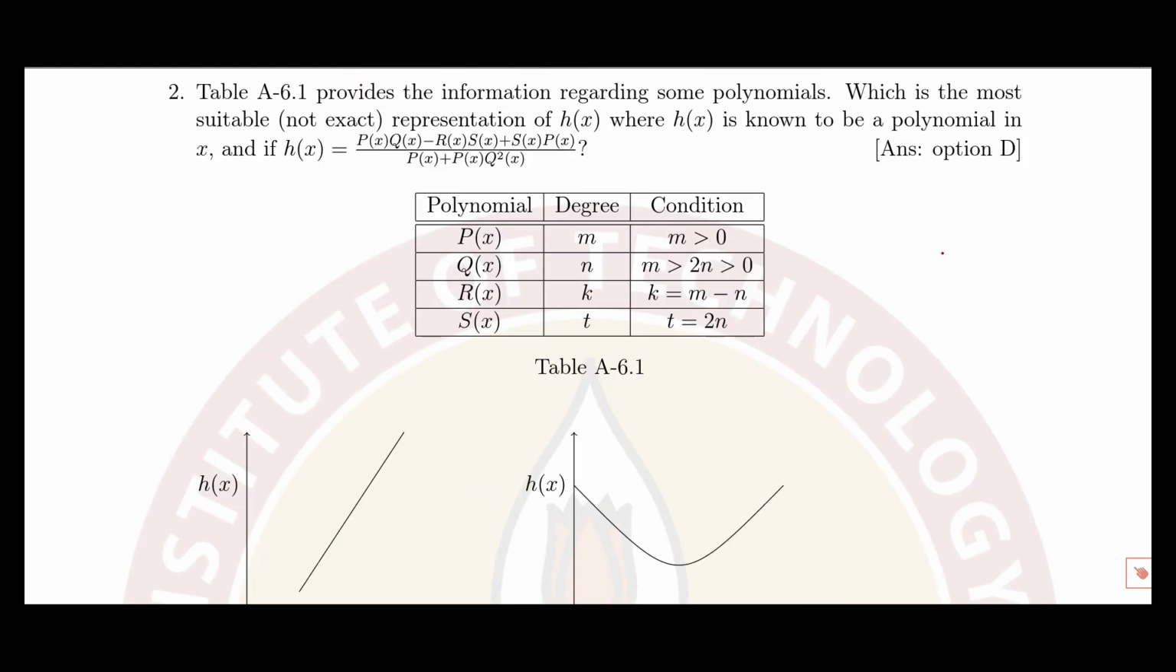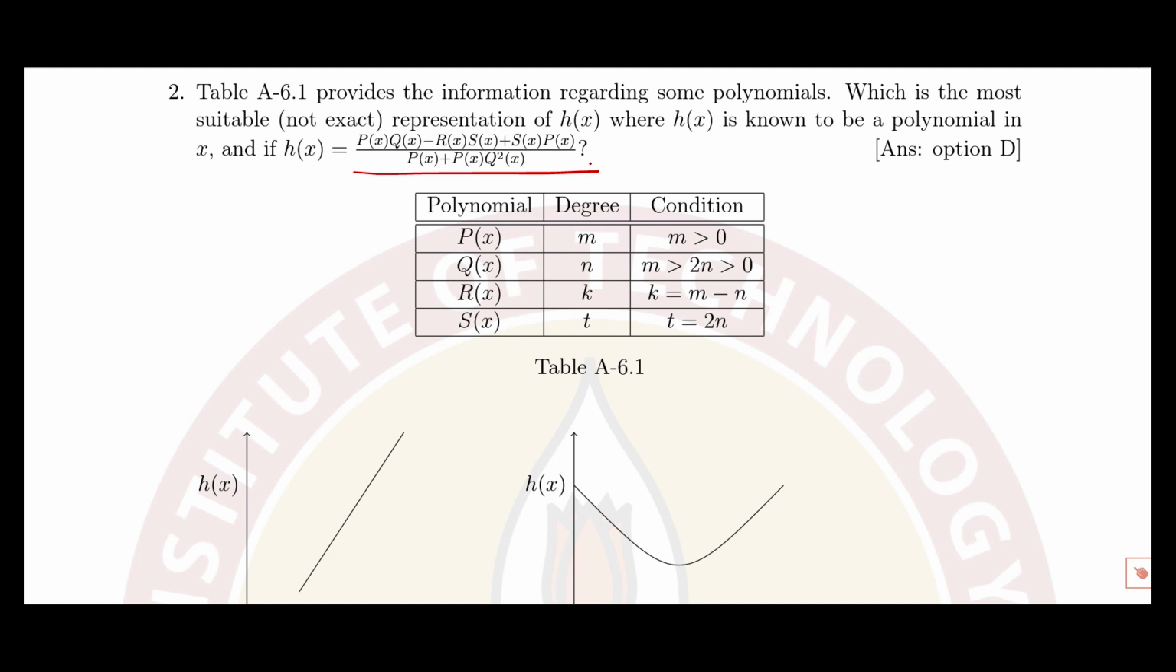So the answer to our first question is option C, 4x minus 3. Now second question. Table A 6.1 provides the information regarding some polynomials. Which is the most suitable, not exact, representation of h of x, where h of x is known to be a polynomial in x, and h of x is given like this. Now let us see this table A 6.1.